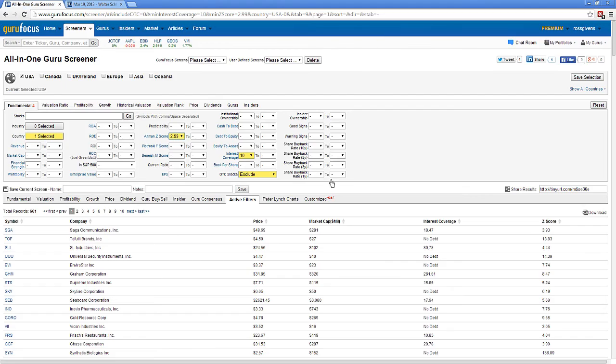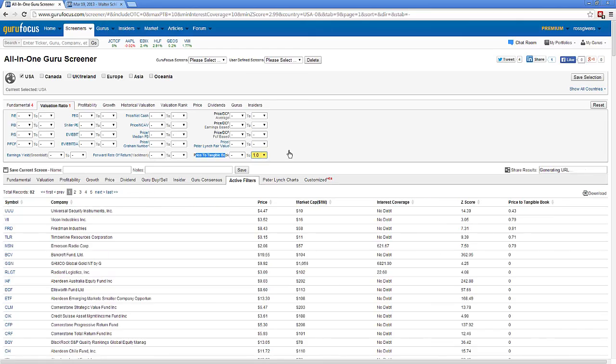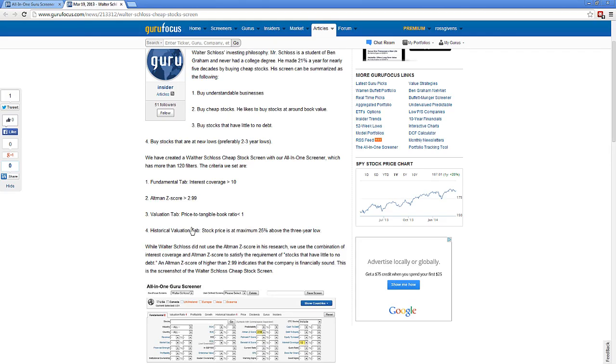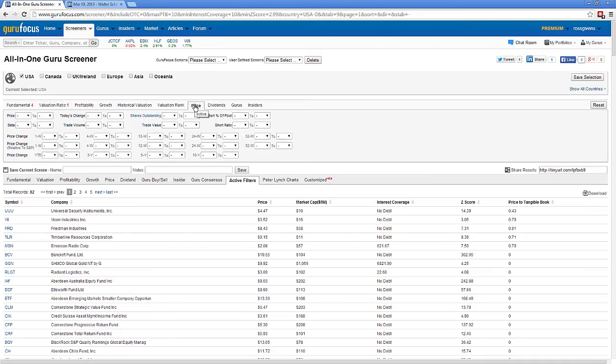So price to tangible book is going to be, I think it's here on valuation ratios, and it is. So here's price to tangible book. So we want a maximum, so we'll check the right side, max 1, we want it less than 1. Okay, now we're already down to 82 securities. And then finally, he wanted stocks trading near their 3-year lows. So you can categorize near any way you want. Charlie said here, maximum 25% above the 3-year low. So if you click on, I believe, is it price?